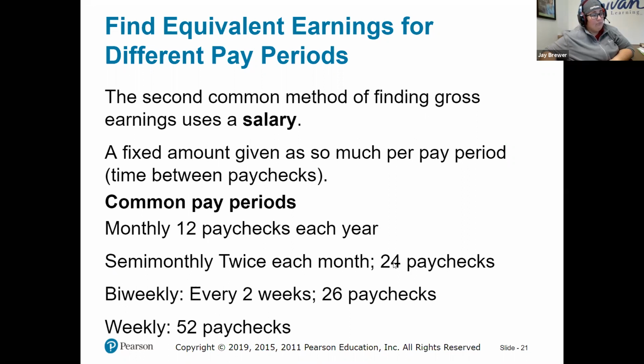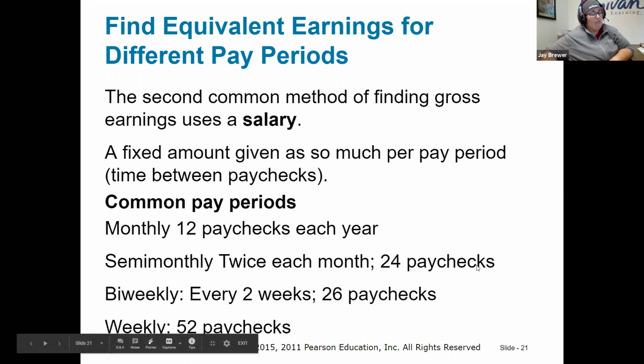Semi-monthly, twice each month, 24 paychecks. Bi-weekly, every 2 weeks, 26 paychecks, and weekly, 52 paychecks.